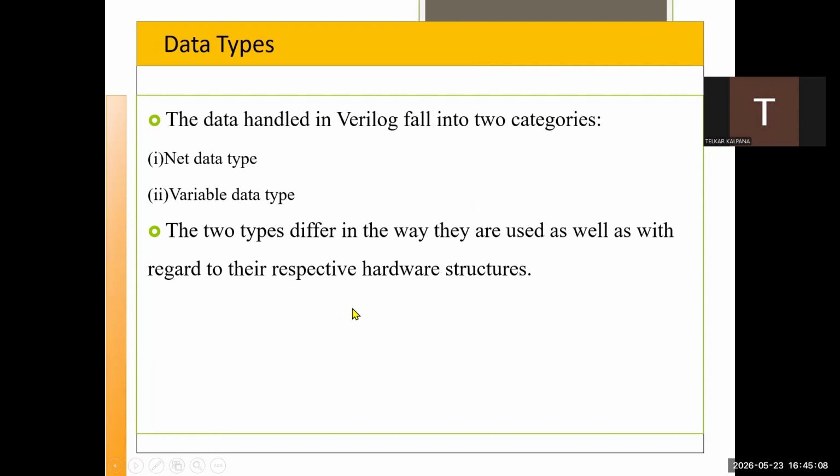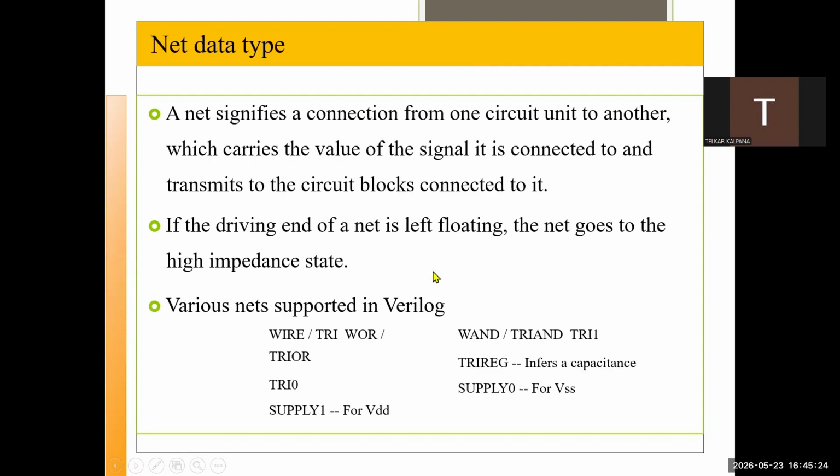Coming to the data types, there are two types of data types in Verilog: net data type and variable data type. Net is nothing but a physical connectivity between one block and another block, which is used to transmit a signal from one gate to the other gate. We can call that physical connectivity the net data type.